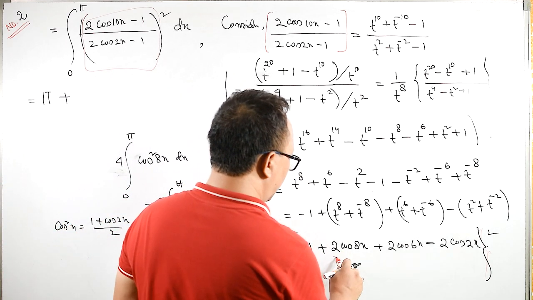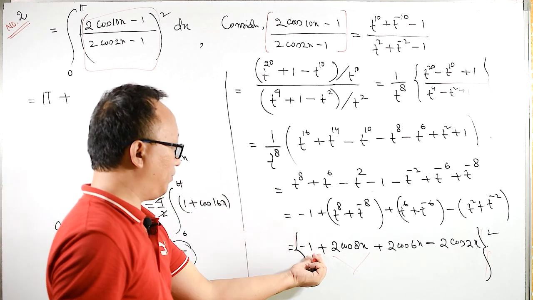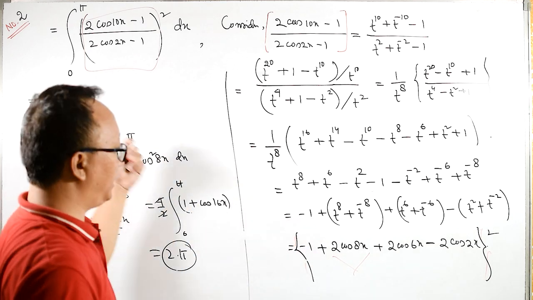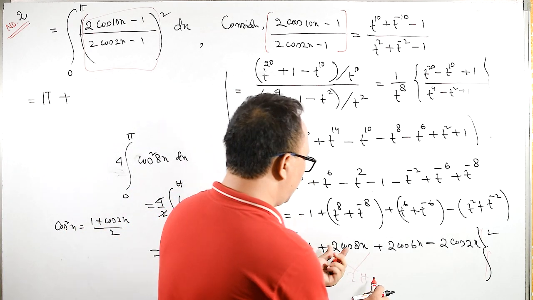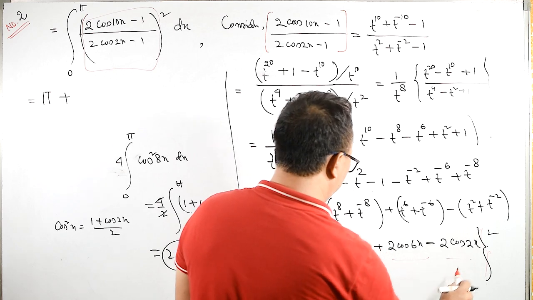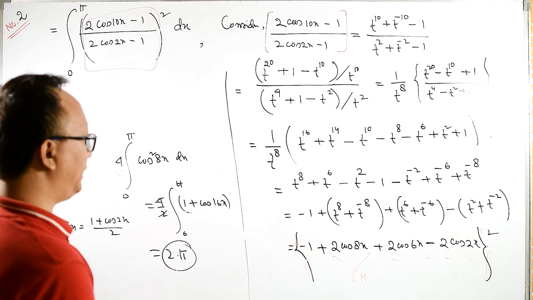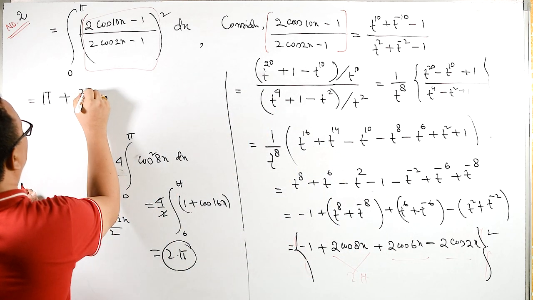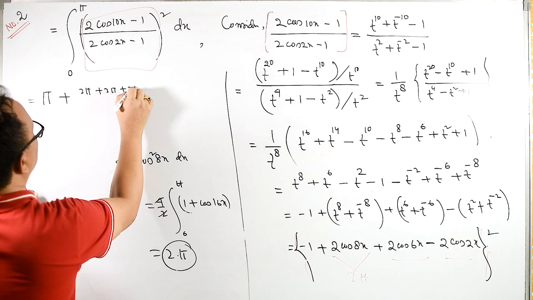This the whole square, minus 1 whole square is we have pi. Here I will have 2 pi, this whole square, here we have 2 pi, here also we have 2 pi. So 2 pi three times means 2 pi plus 2 pi plus 2 pi.